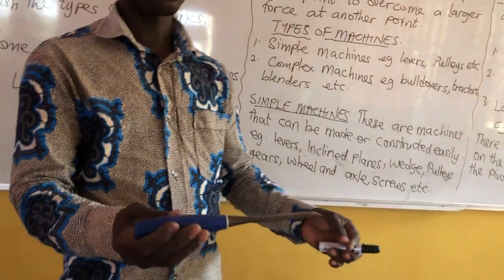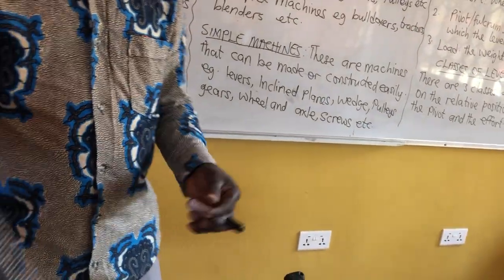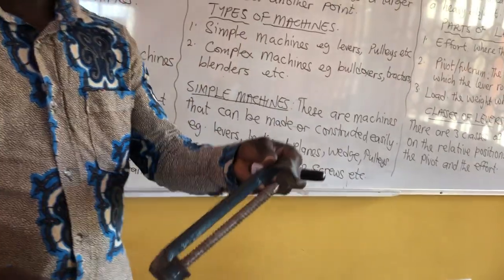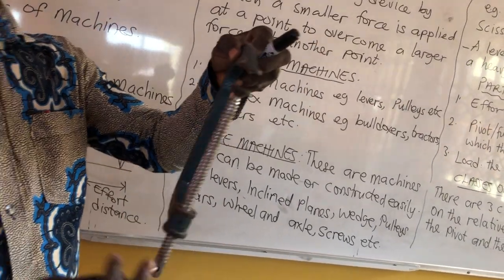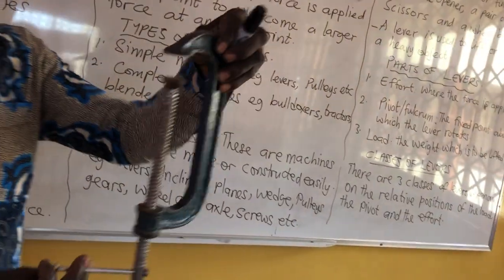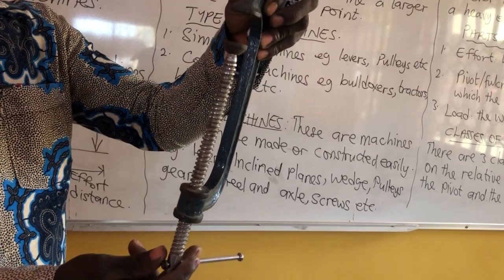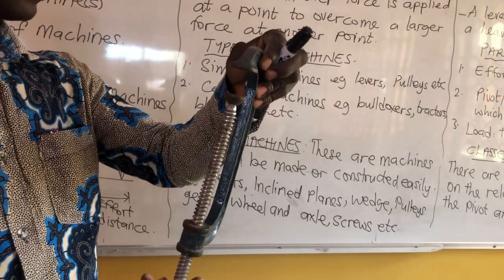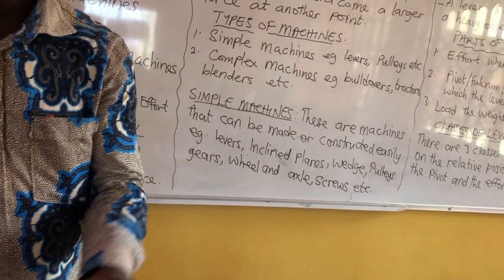This is a chisel, a cutting tool. We also have another one which is a holding tool. This is a vice for holding or supporting materials when cutting. That is a vice, and it's a simple tool which we are going to look at, and we will classify it under levers. We will see the class of tool this is.